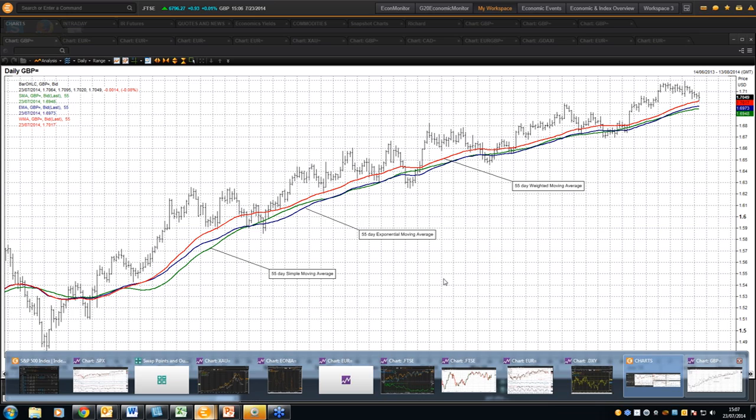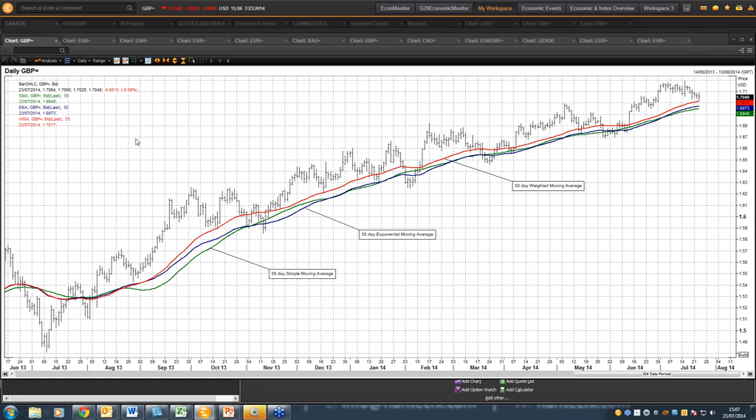And this is your three moving averages. This is cable using the 55-day moving average across the simple, exponential, and weighted bases of calculation. Now you'll see that the red line, which is your weighted moving average, tends to be closer to the price than your exponential, which is your blue line. And the least responsive is your simple moving average.